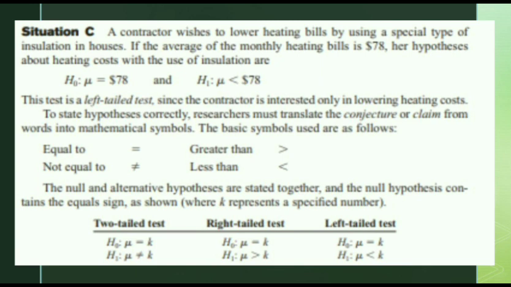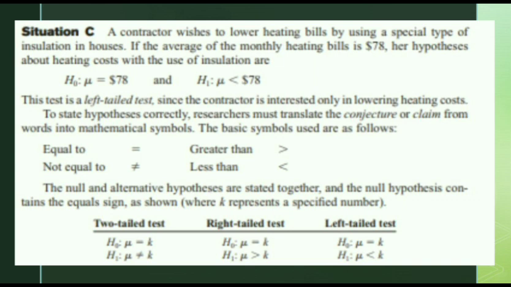A contractor wishes to lower heating bills by using a special type of insulation in houses. If the average of the monthly heating bills is $78, her hypotheses about heating costs with the use of insulation are: null hypothesis, mean is equal to $78, and alternative, mean is less than $78. This test is a left-tailed test since the contractor is interested only in lowering heating cost.